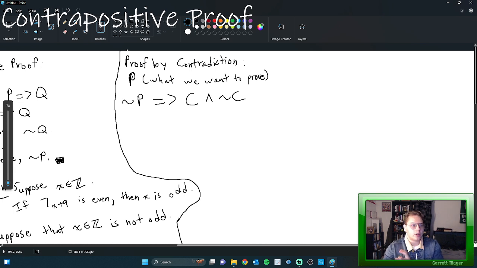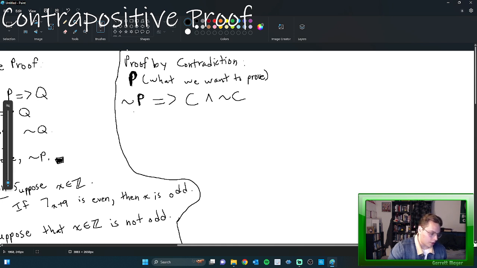And the reason for that is because P is either true or false. That's just what a mathematical statement is. There's no middle ground. This is the law of excluded middle. So if you can prove that not P implies a contradiction, it means that P is true to begin with. So the way that these sorts of proofs work, you show that not P leads to absurdity. It leads to some sort of nonsense.